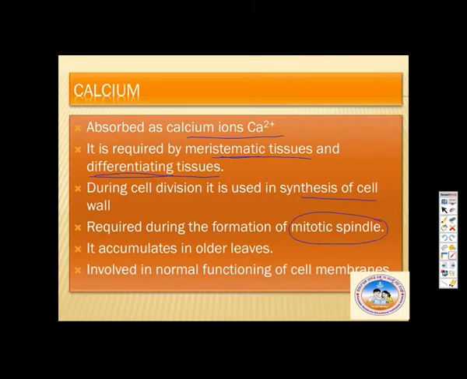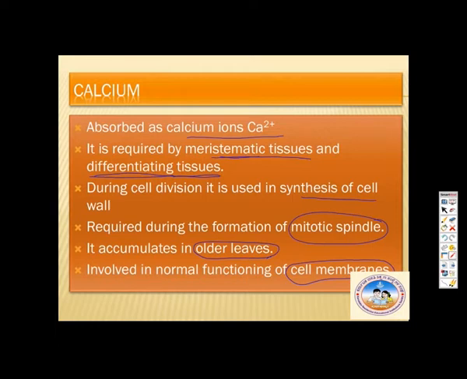I repeat again. It is absorbed as calcium ions, and it is required by the meristematic tissues and differentiating tissues. During cell division, it is used in cell wall synthesis and required during the formation of spindle fibers, accumulated in the older leaves, and involved in the normal functioning of the cell membrane. So these are the important points of calcium.